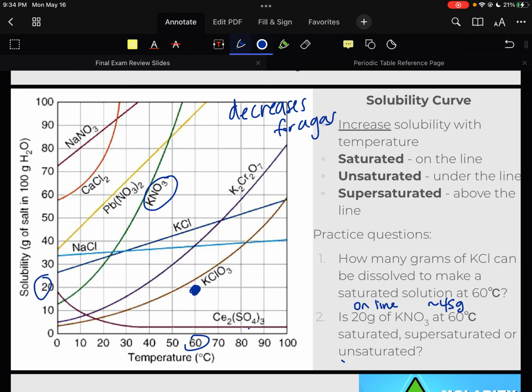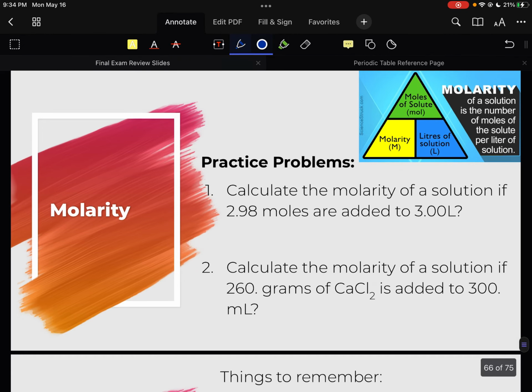And then we have unsaturated. Remember, that means that it's holding less than it can. It's below the line, below the limit. So if I just look and see, I'm way below the KCl line. We can see it's actually going off the page here. So this would definitely be a very unsaturated solution. I could add a lot more of that potassium nitrate, KNO3, substance.